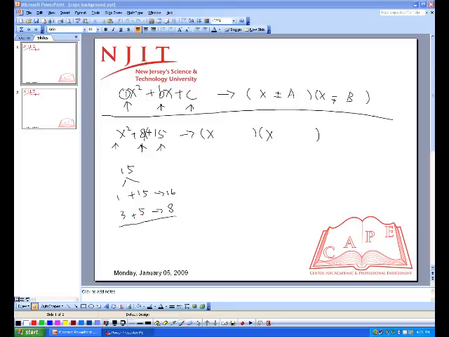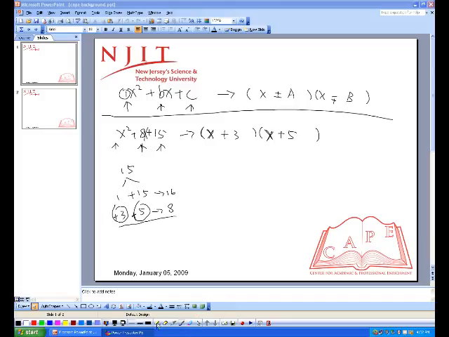So if we found that pair, positive 3 times positive 5, we simply write these two numbers in here. The smaller polynomials will be x and x, it's always x and x, and then the sign and the number depend on the factors you have. So it's x plus 3 times x plus 5. And that's your answer. Easy, right?